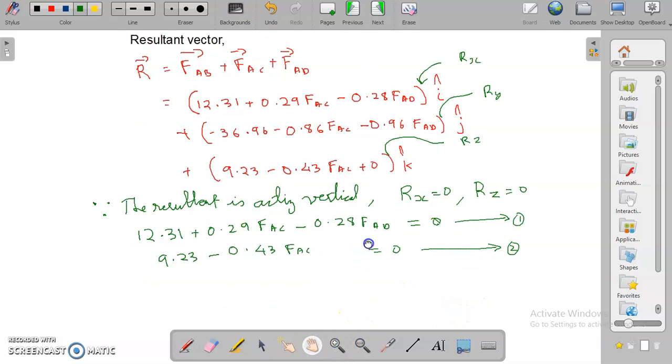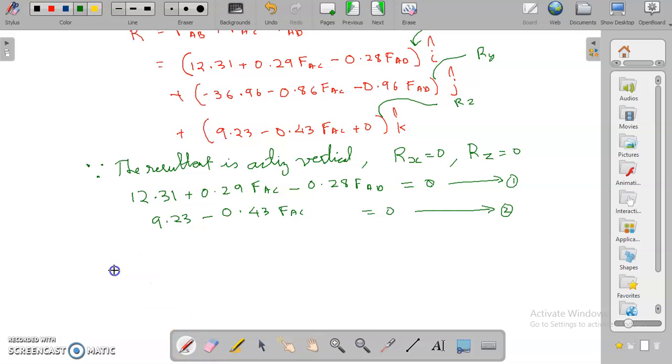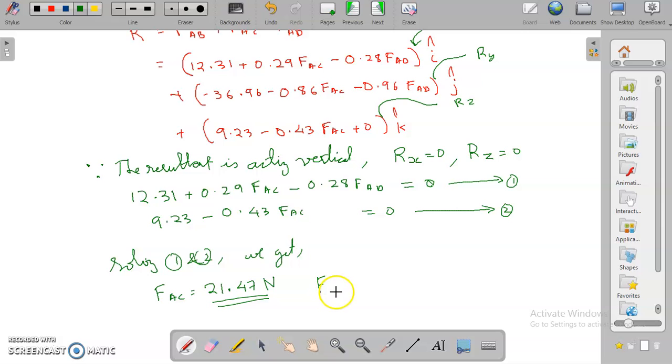And on solving 1 and 2, we get F_AC equal to 21.47 Newton and F_AD equal to 66.2 Newton. Okay.